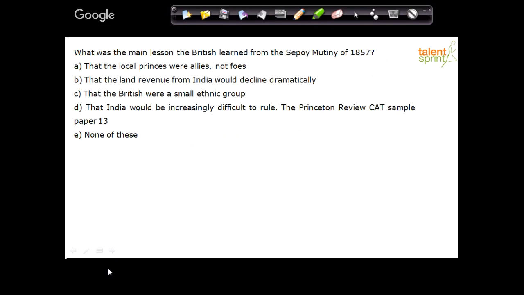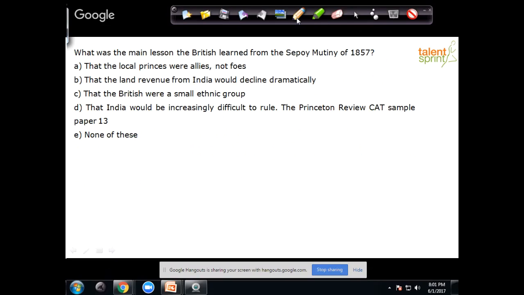Now, even if you say, ma'am, those first two questions took a lot of time, that's not happening here. This is a scan question. Hi, Jaypriya. Sepoy Mutiny of 1857, only look for this in the passage. We are asking what was the main lesson the British learned from the Sepoy Mutiny of 1857. So this is my clue phrase, and I'm only going to look for this in the passage.